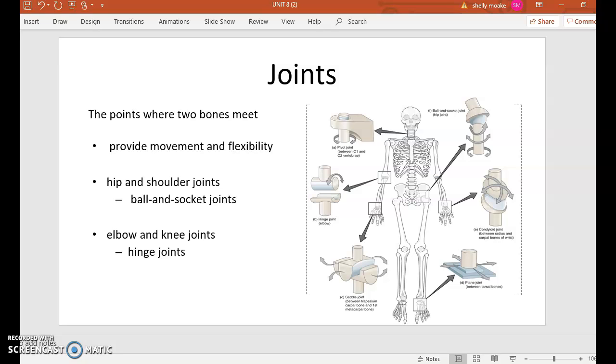Joints are the points where two bones meet. They provide movement and flexibility. So when you look at the hip and shoulder joints, they are ball and socket joints. And then the elbow and the knee are hinge joints.